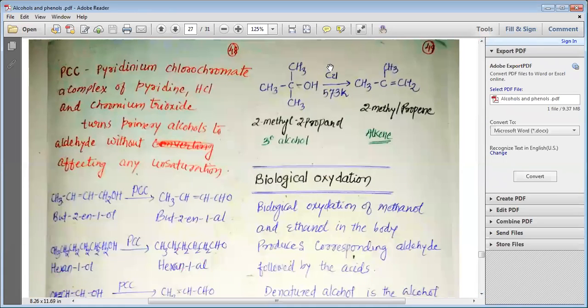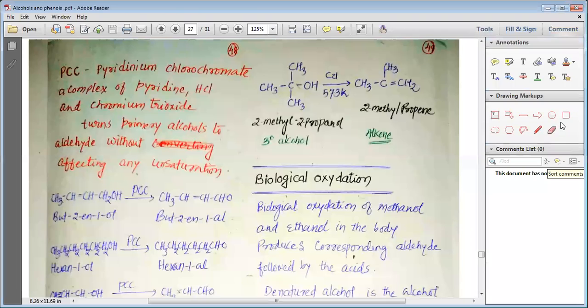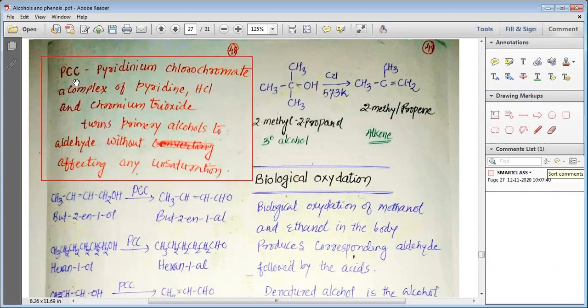Now today, my dear students, we are going to study about a very important oxidizing reagent, that is known as the PCC. This PCC is a very important and very specific oxidizing agent. PCC, the full form is pyridinium chlorochromate. PCC is a complex of pyridine, hydrochloric acid, and chromium trioxide.